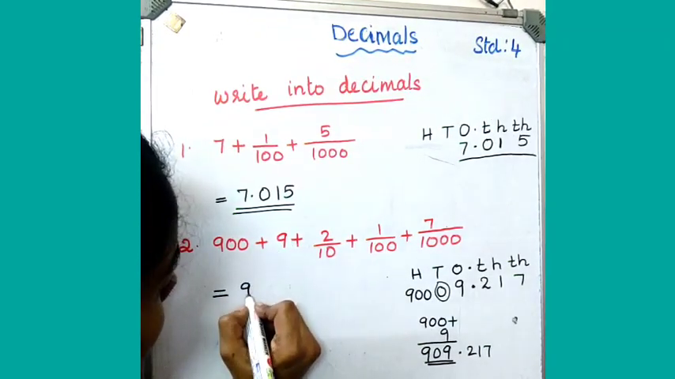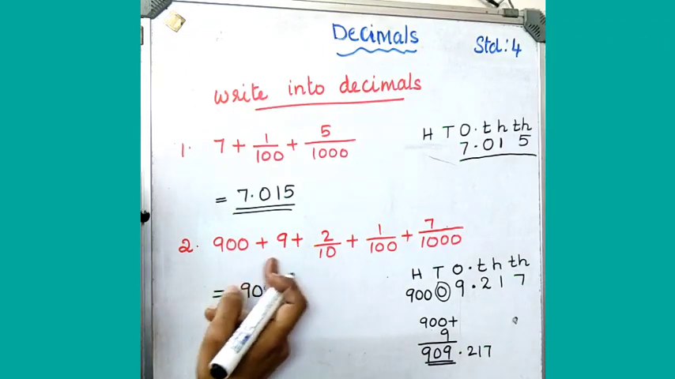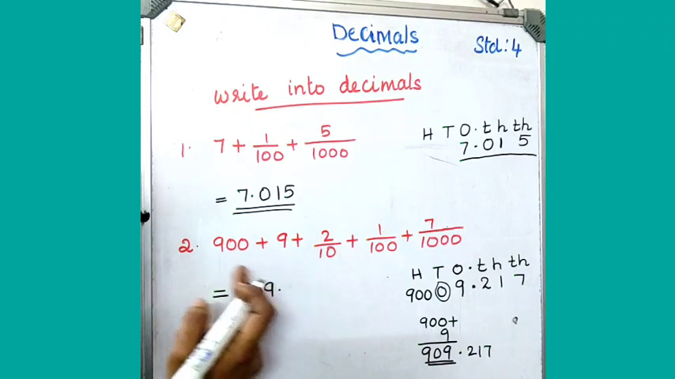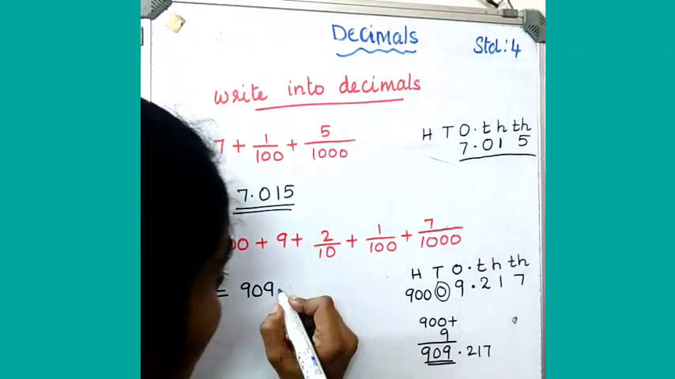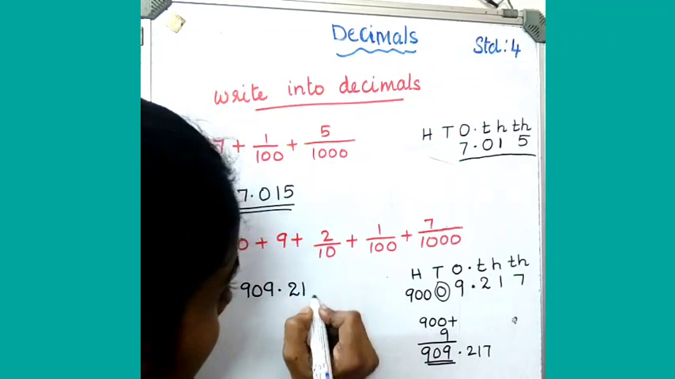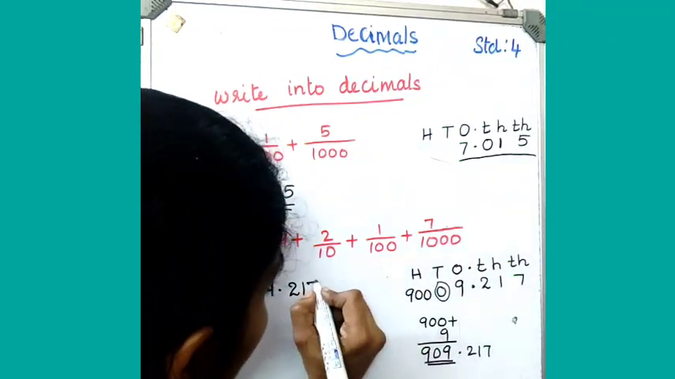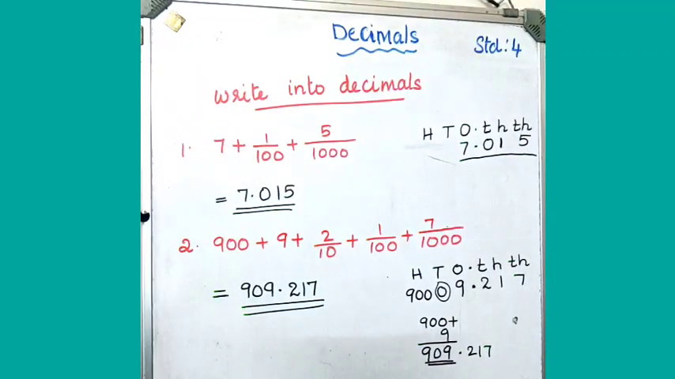900 plus 9, 909. Those who can add this whole number directly can write the number as 909.217, that is 2 tenths, 1 hundredth, 7 thousandths. This is the decimal number. Then look at one more question.